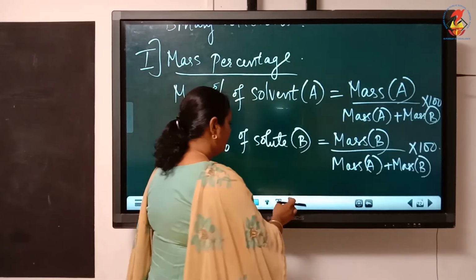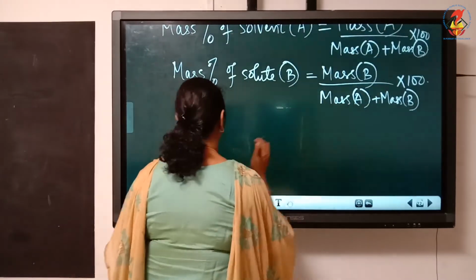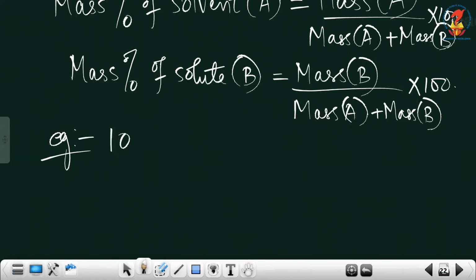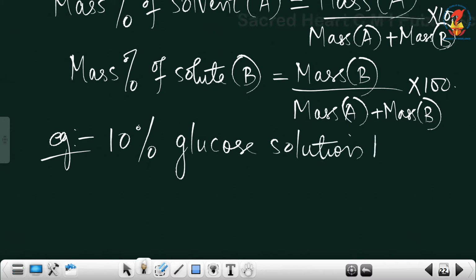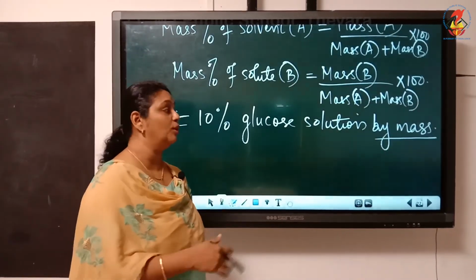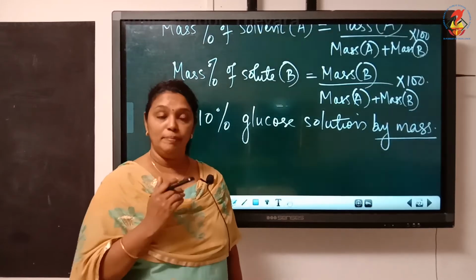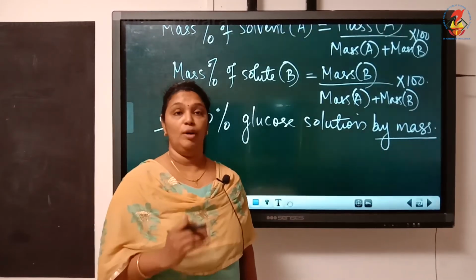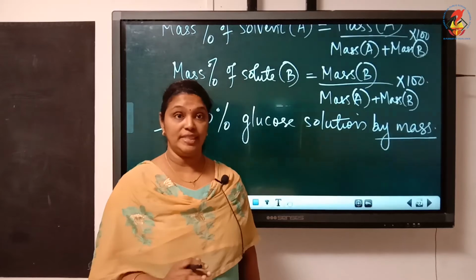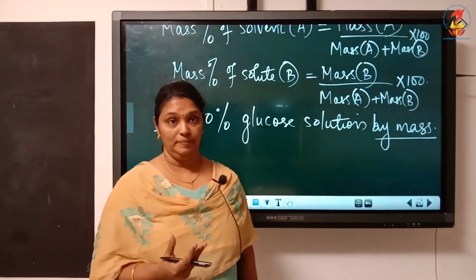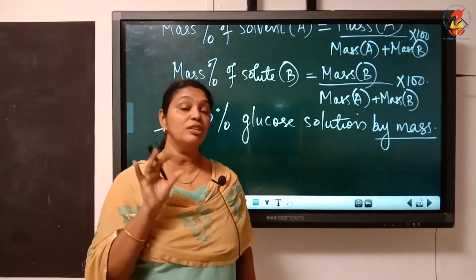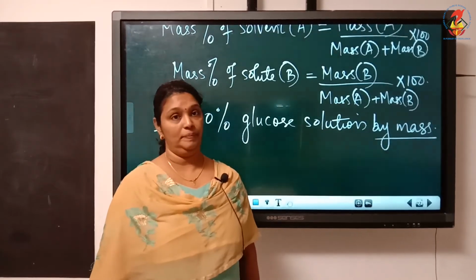Now, example: suppose you see 10% glucose solution by mass. What is the meaning of this sentence? 10% glucose solution by mass. It means that 10 gram of glucose is dissolved in 90 gram of water, so that the total mass of the solution is 100 gram.